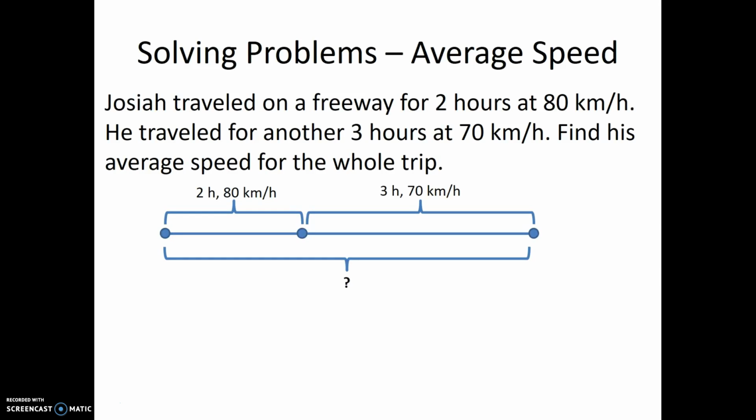Josiah traveled on a freeway for 2 hours at 80 kilometers per hour. He traveled for another 3 hours at 70 kilometers per hour. Find his average speed for the whole trip. Okay, so in order to find average speed, we need the total distance and the total time.